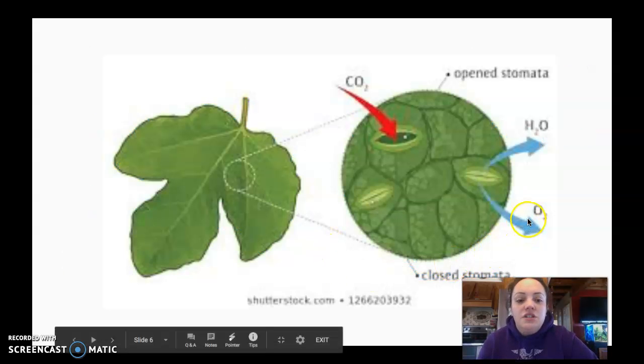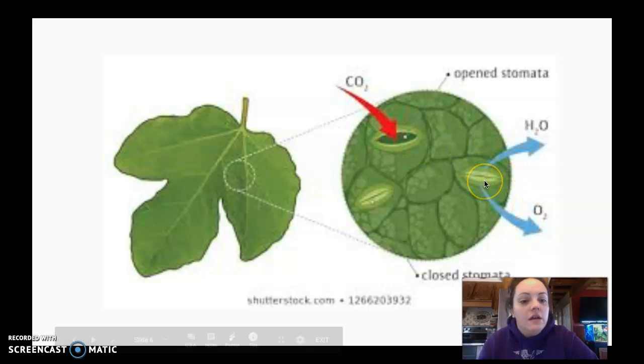Okay, this is just an example of stomata. So here is an open stomata and here's a closed stomata.